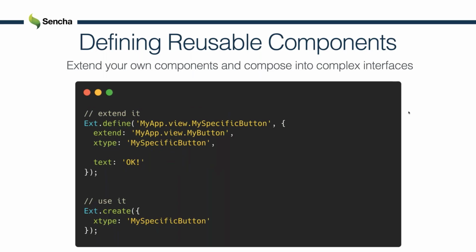And we can go one further and extend our own components to compose complex interfaces. In this case, we're creating another component called mySpecificButton, and we're extending the myButton class we created in the previous slide. We give it a new xtype, and we can change the text because we can override the configurations that we already have. We can then create it in the exact same way using the new xtype, and it will have the new text of OK, but it will also inherit the handler property and any others that we might create or specify from the base class.